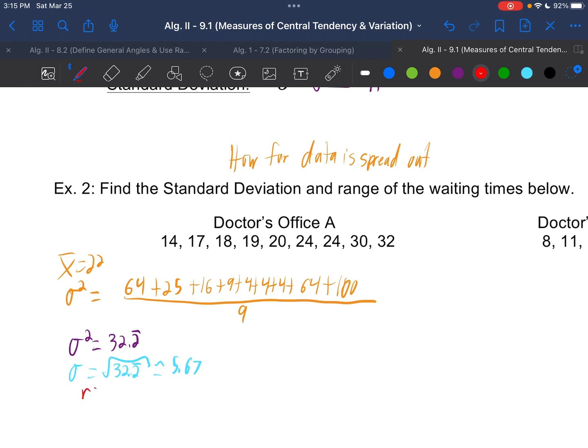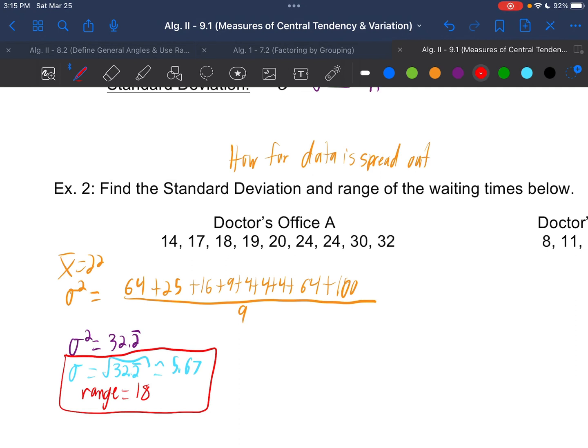Now to find our range, this one's going to be quite a lot simpler. You just take your highest number minus lowest, 32 minus 14. The range is 18. So this tells us how far a standard deviation is from the mean, how far away on average the number is from the mean, and then the range.